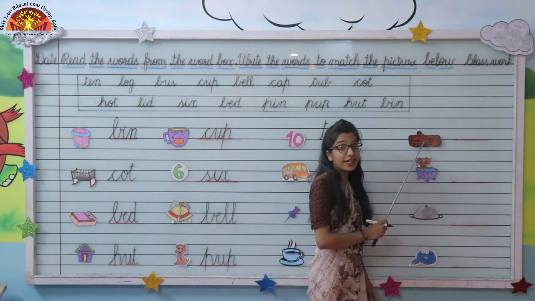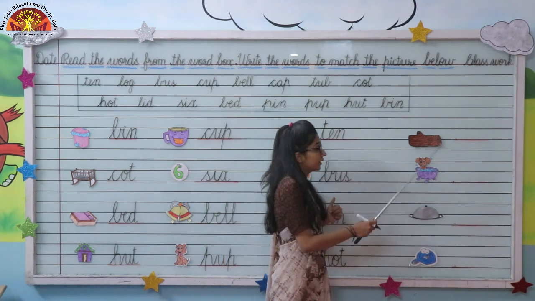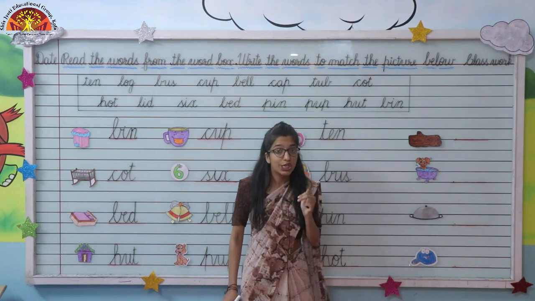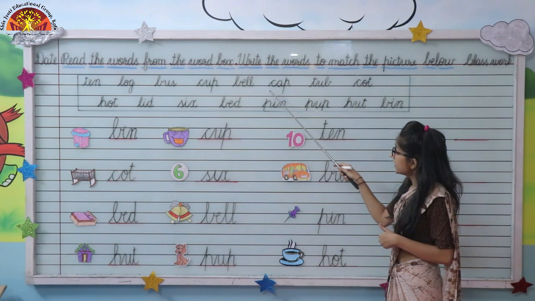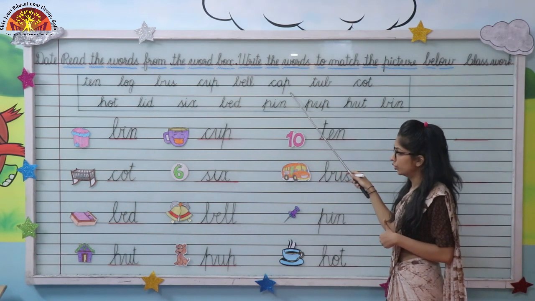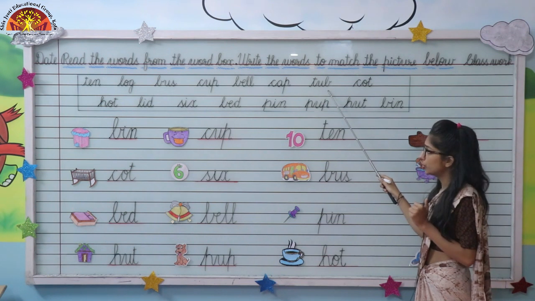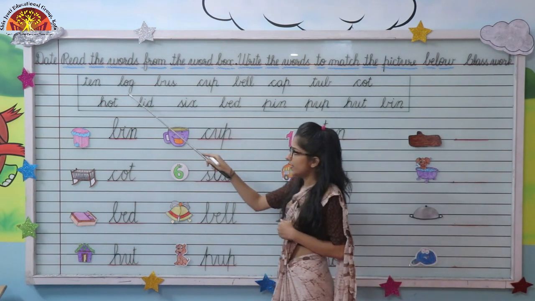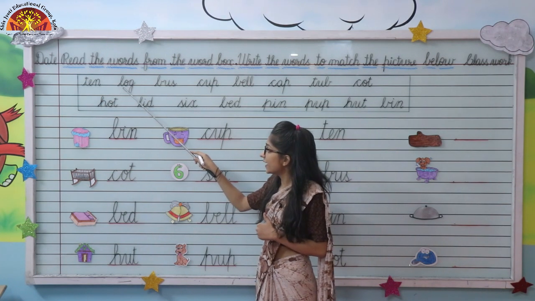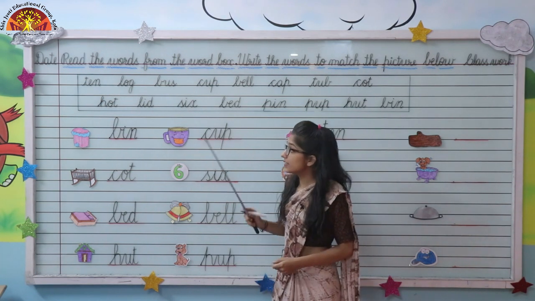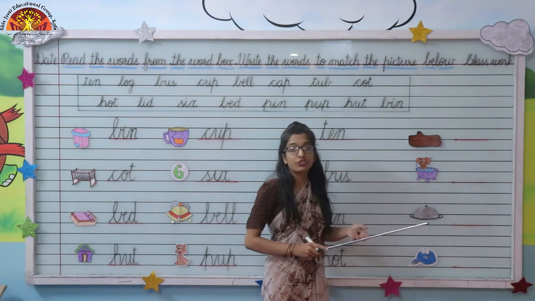Tell me, which picture is this? This is a picture of log. Let's find its spelling. This one, C-A-P, cap. No. This one, T-U-B, tub. No. So tell me, this one is correct. L-O-G, log. Yes, this one is correct. So we have to write here spelling of log in front of its picture.